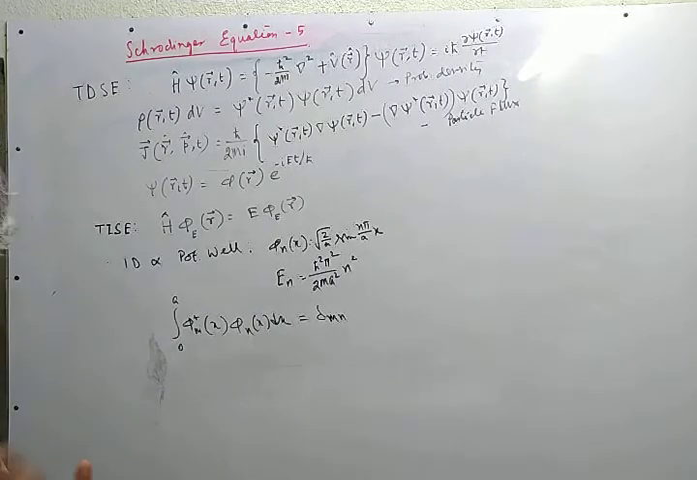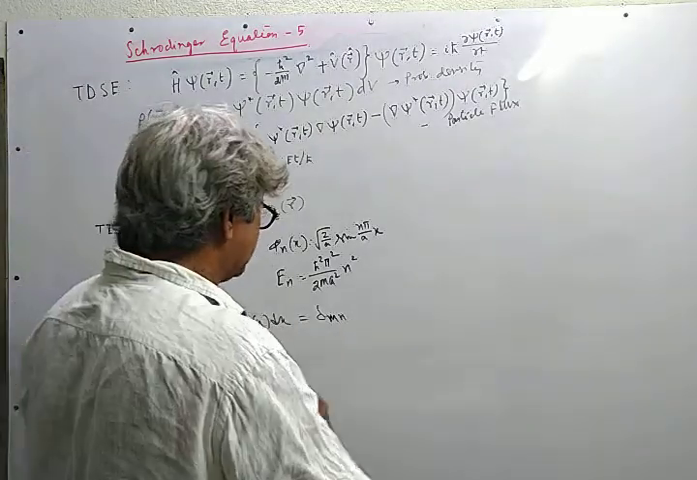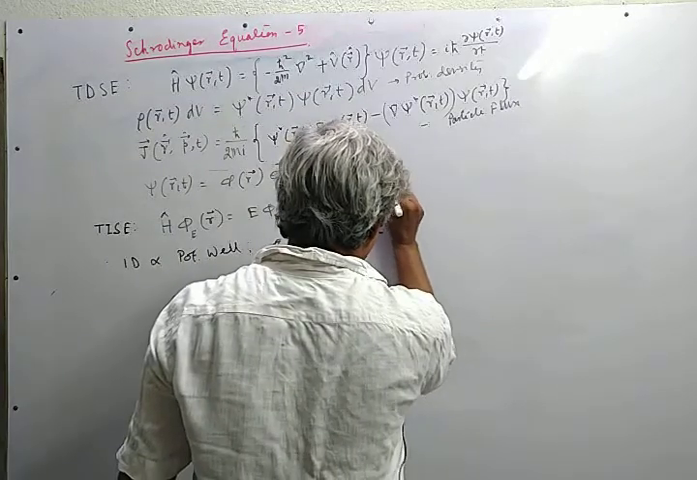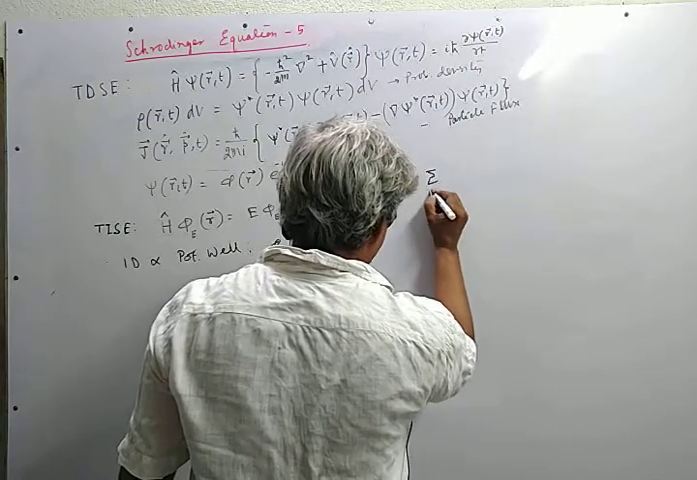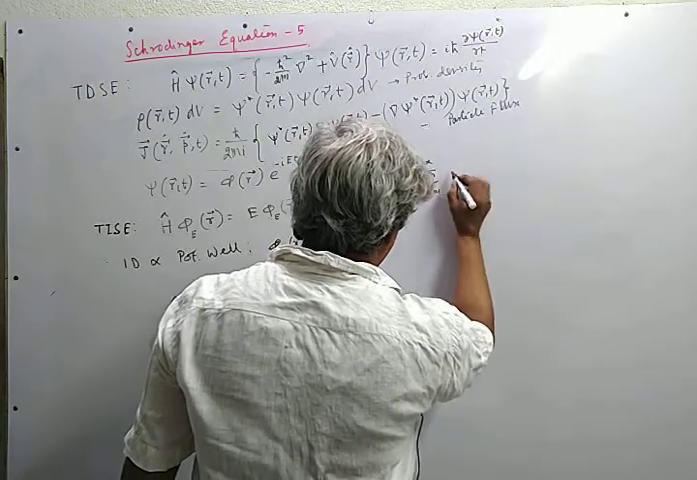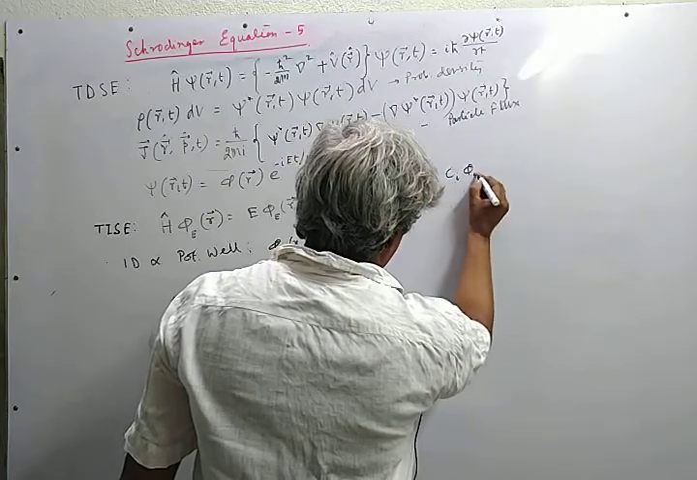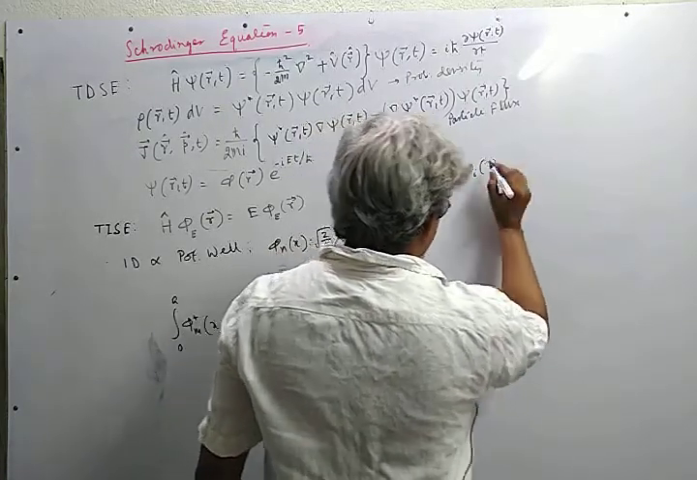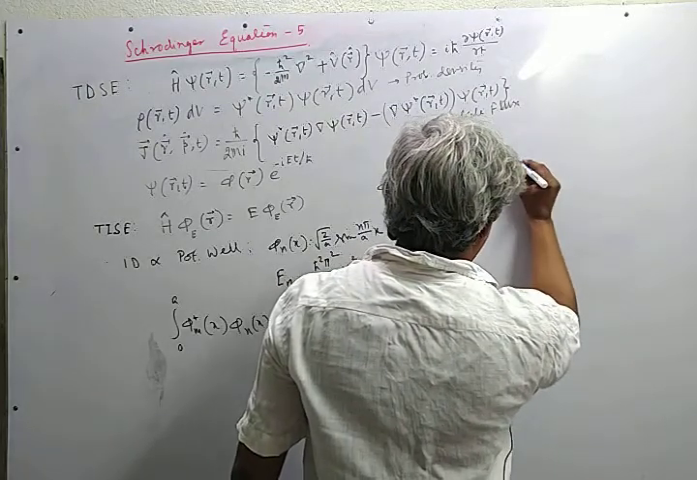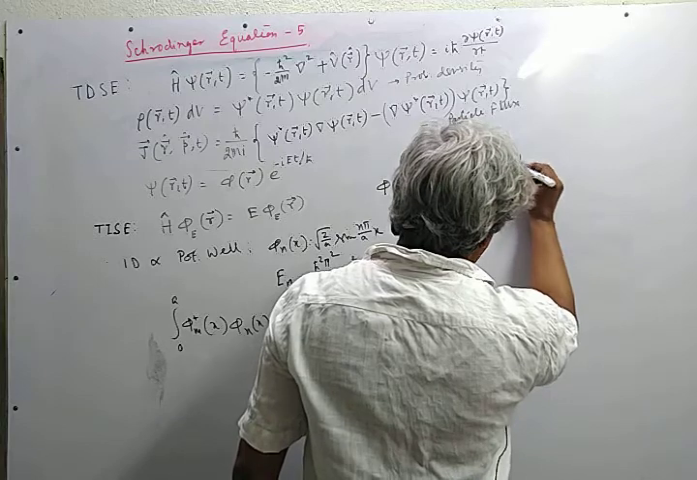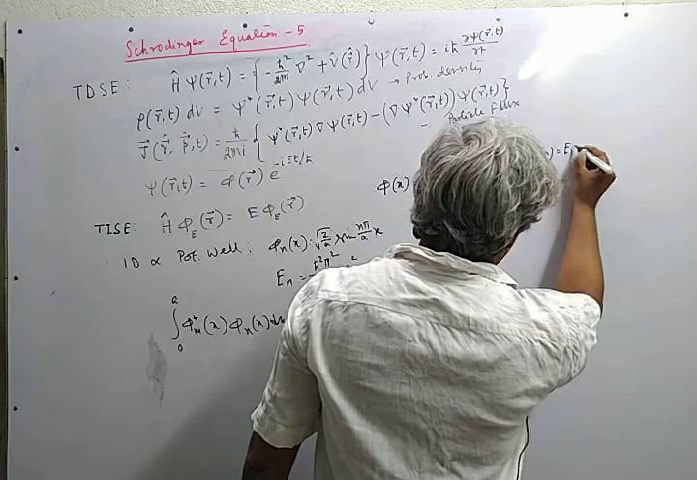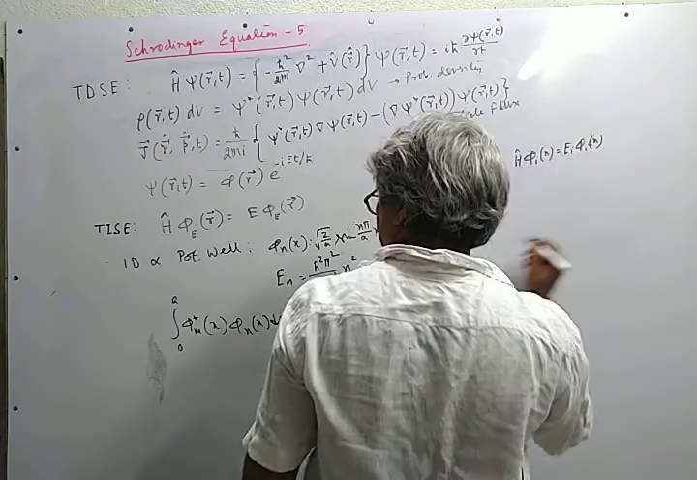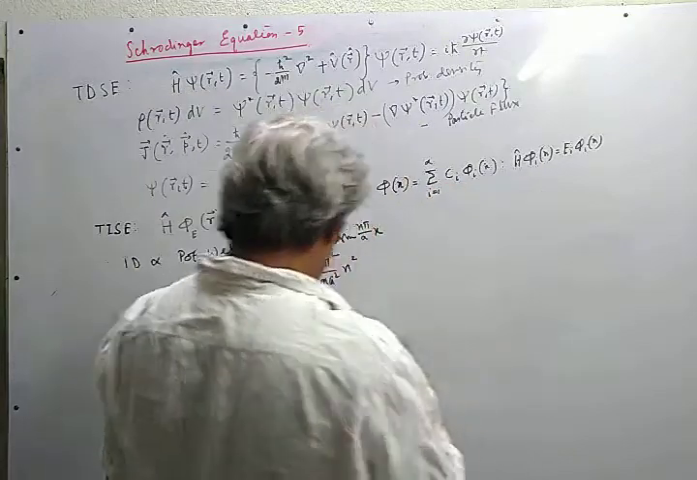This is the meaning of completeness. We write any state or function, not necessarily an eigenstate, as the summation over i from 1 to infinity of ci phi i of x, where phi i of x satisfies this condition: H operating on phi i of x gives you Ei phi i of x. That is this equation, where Ei is given by this.